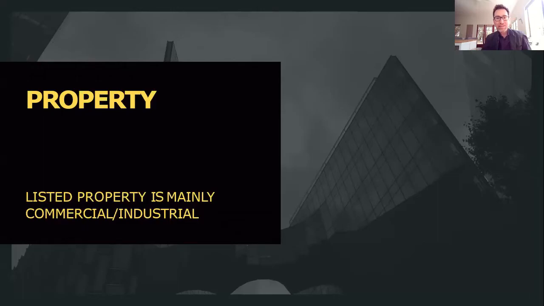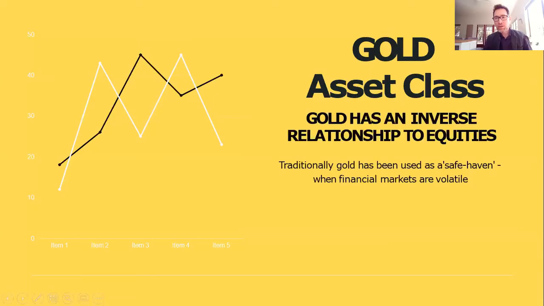So moving on to the next asset class, gold. Gold, like I said before, has an inverse relationship to equities or the share market. And traditionally it's been used as a safe haven. So like I said before, whenever there is a lot of volatility in the share market, the investors typically move their cash to gold or hold a greater percentage of their capital in gold, because they view it as a safe haven. And so this gives it an inverse relationship.